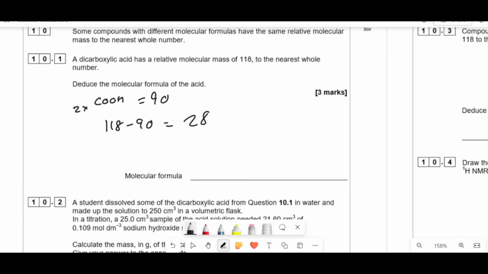So that 28 has probably got to be some amount of CH2s, right? Because each successive member in a homologous series of chemicals will go up by CH2. So how many CH2s can I fit in this? That's going to be 28 over 14, which is 2. So the formula of this thing is going to be C, 2 from the carboxylic acids plus another 2, so C4, and then H, 2 from here and then 4 from here, so H6, and then O, there's 4 of them, so there you go, done.